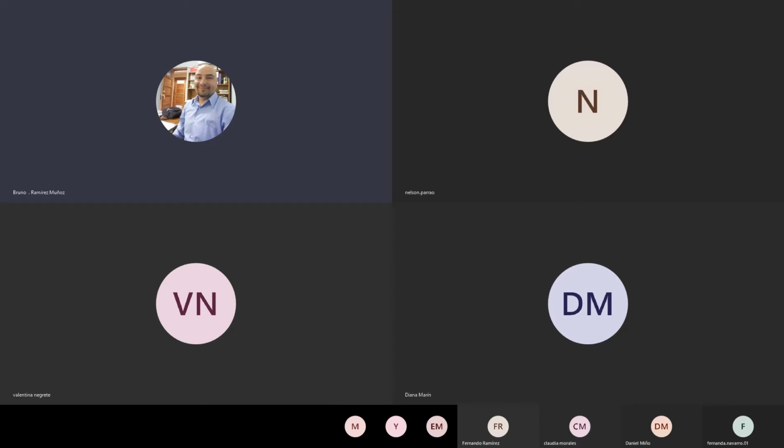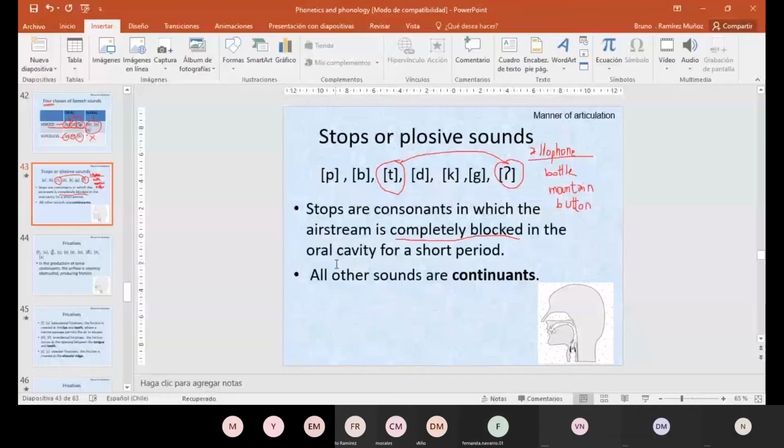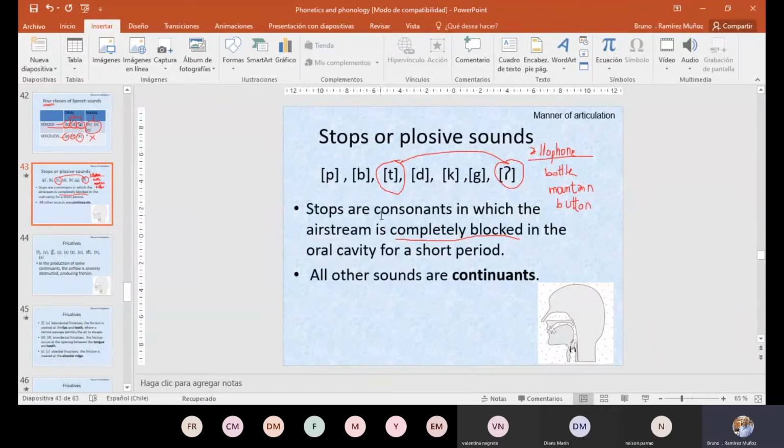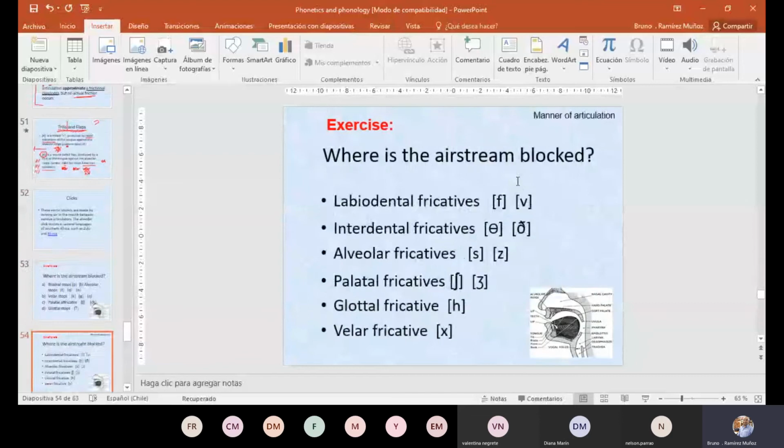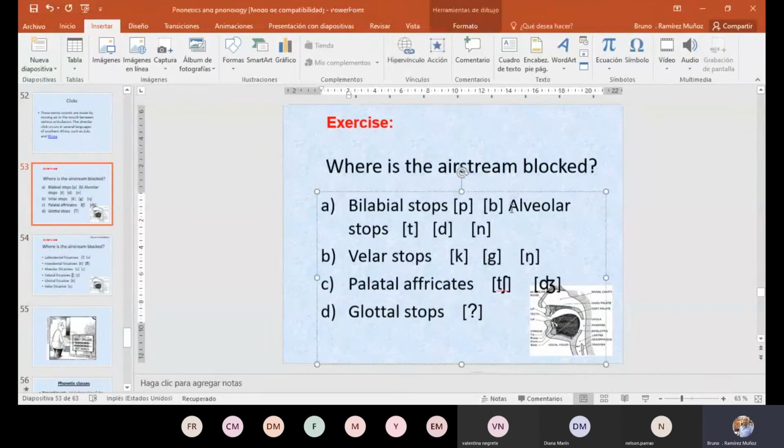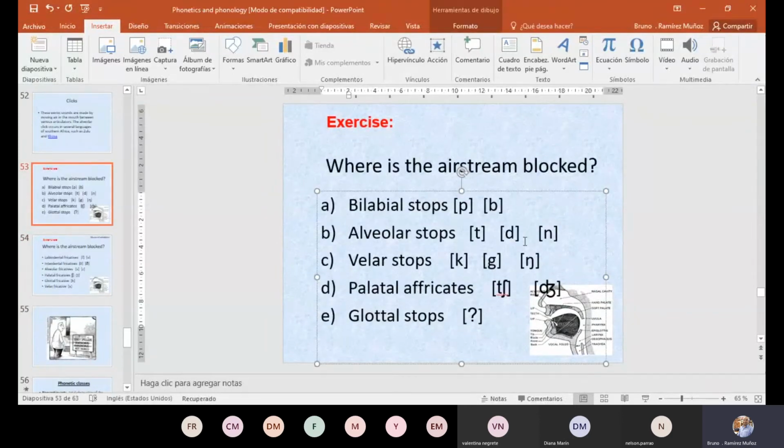Exactly. So I think we need to get rid of this one, right? Because if you remember the group of bilabial, okay, if you remember the group of plosive stops, we have p, b, t, d, k, and g, and the glottal stop, but we don't have m. Okay, so I'm going to go ahead and get rid of that one.